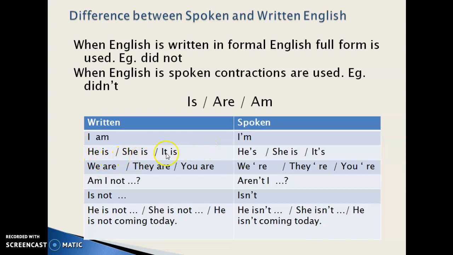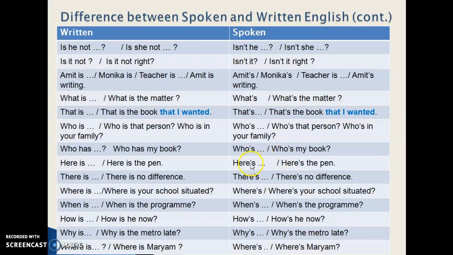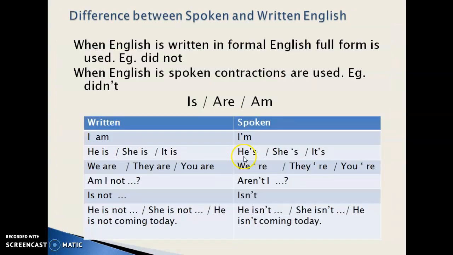He is. She is. It is. In spoken English, it is pronounced as he's, she's, it's. He's a tailor. She's a teacher. It's a book.